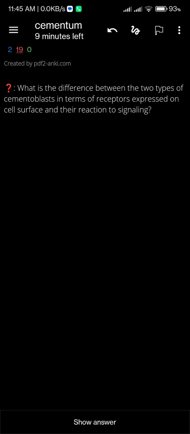What is the difference between two types of cementoblast in terms of receptors expressed on the cell surface and their reaction to signaling? Based on the expression of receptors on the cell surface and their response to signaling, there are two different types of cementoblast.